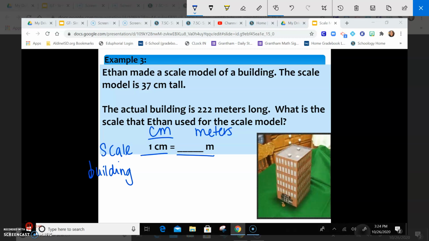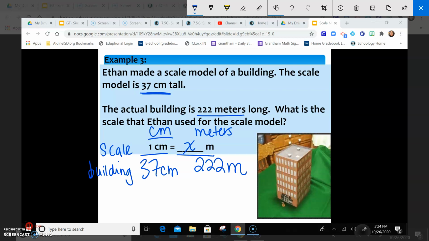So for my scale, I know I'm going to have 1 centimeter. I still don't know how many meters that's going to be, so I'm going to just use the variable x again to represent my missing number. For the building though, the building does have some centimeters. The scale model is 37 centimeters, so I can put that here under my centimeters label, keeping all my centimeters together. And then the next thing I know is that the building is 222 meters long, so I can put that under my meters label for the building. 222 meters for the building.